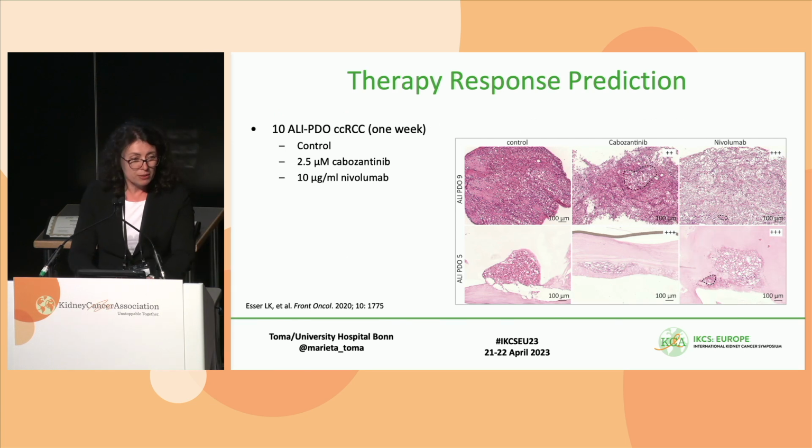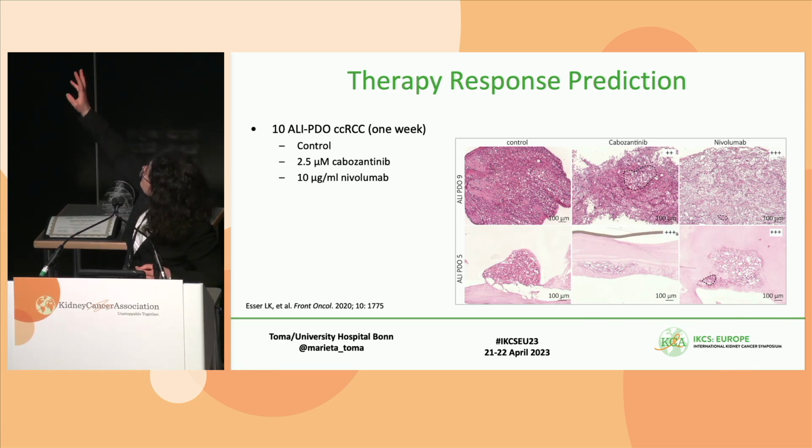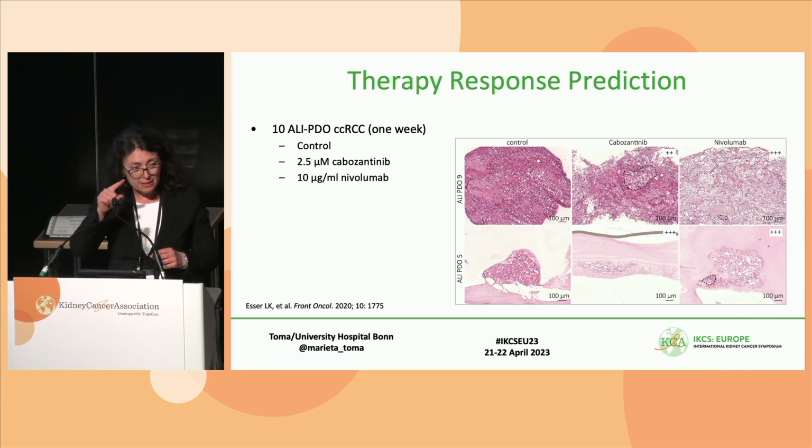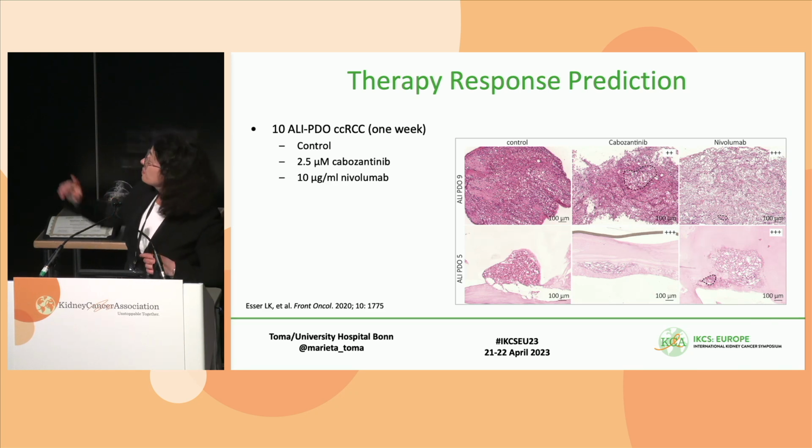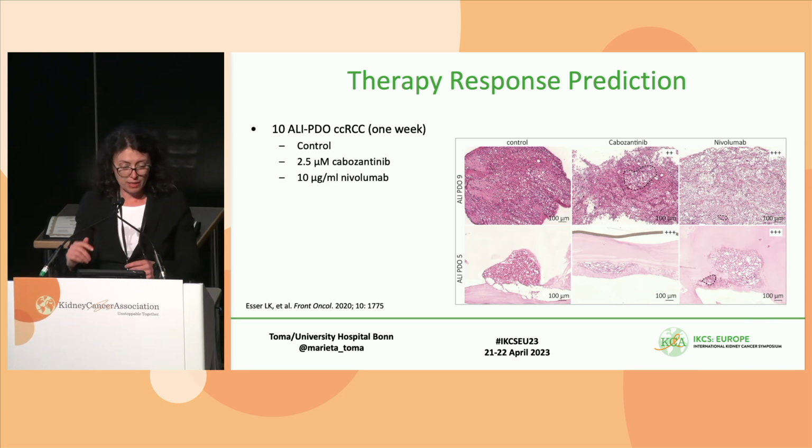So we wanted also to see, can we predict therapy response? We treated 10 organoids with cabozantinib and nivolumab for 1 week. And then after 1 week, we embedded the organoids in paraffin and then quantified the necrotic areas. And you see on the left side the controls. They are quite viable and quite nice. And on the right side, the cabozantinib response, and the areas still viable are marked. And with nivolumab, we had in those 2 cases the best response.